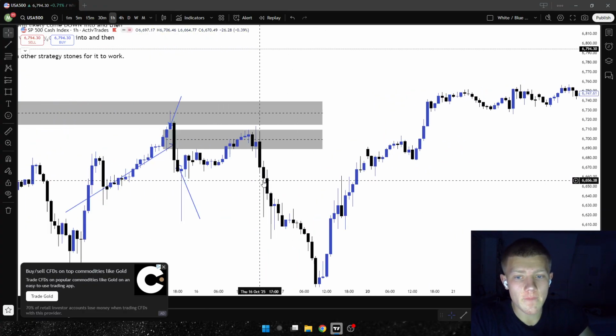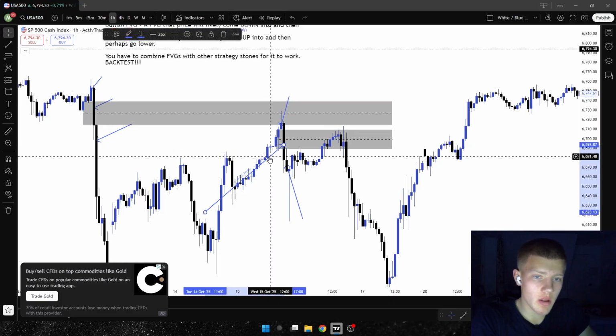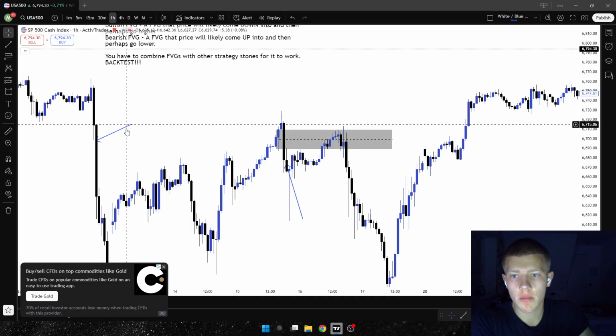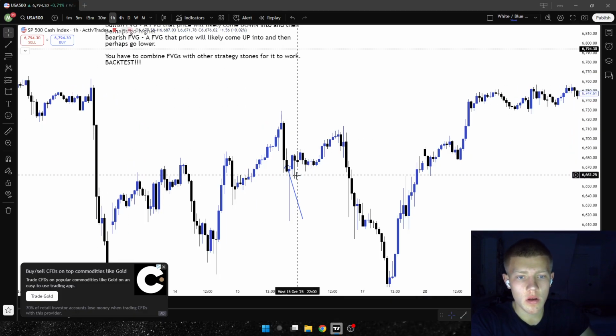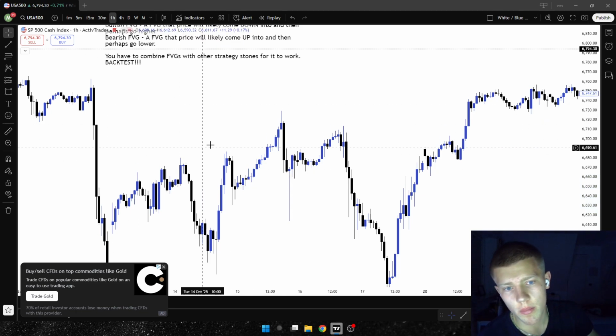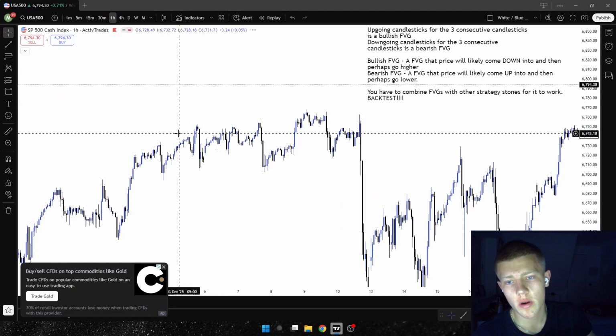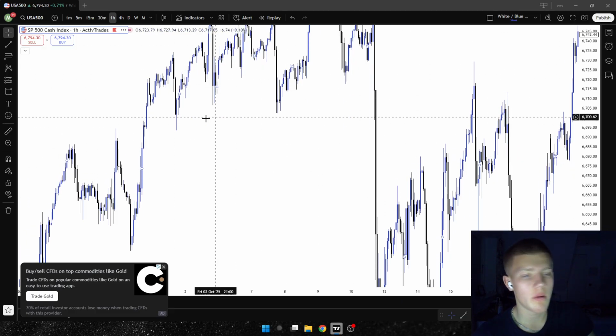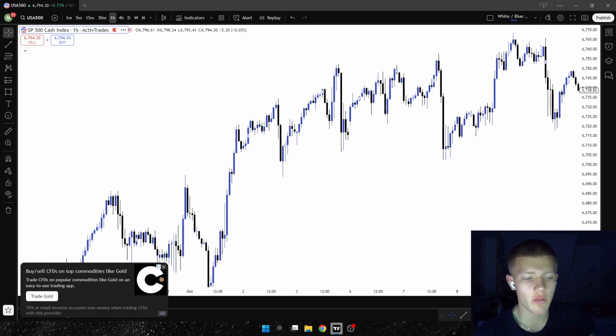Now, that was actually everything that I can come up with talking about fair value gaps, I think. So it's basically just math. You have the fair value gap, you come up into it and go lower if it is a bearish one. If it is an upgoing candlestick that creates it, then we have a bullish candlestick, a bullish fair value gap, and we will likely come down into it and then go higher.